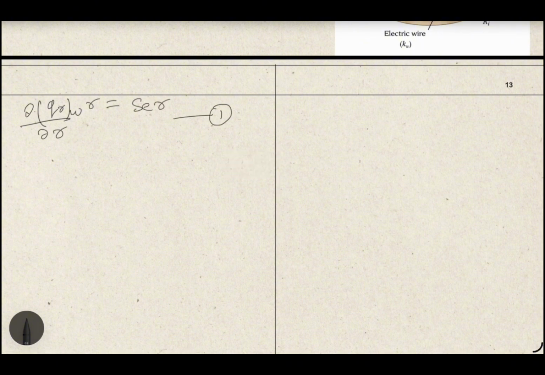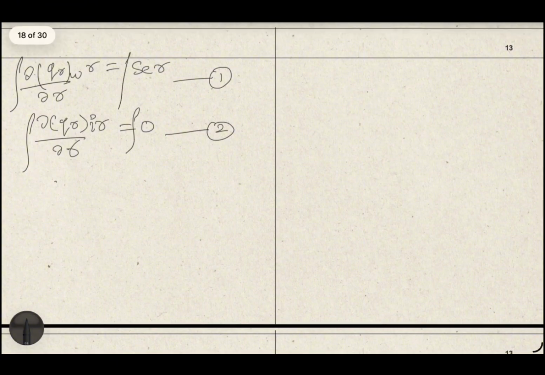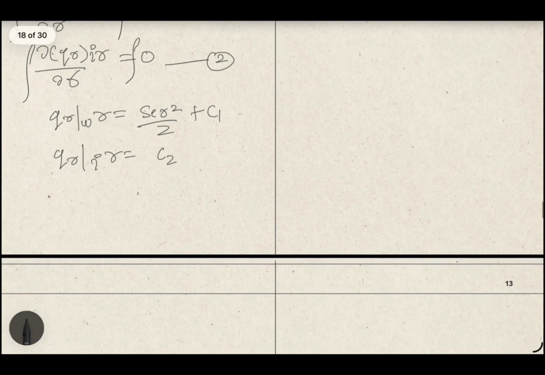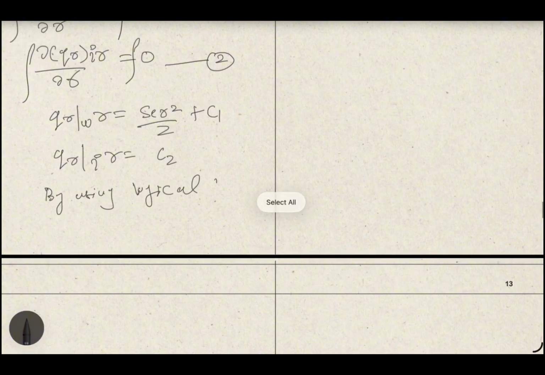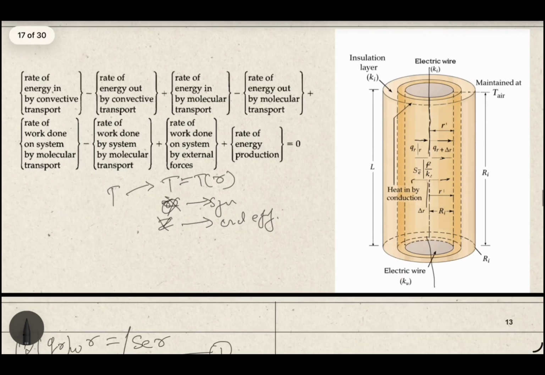This is equation 1. Dou of QR of insulation into R would be 0 because there is no heat generation in the insulation. So these are the 2 equations. We would integrate it. So QR of wire into R would be equal to SE R square by 2 plus C1, and QR of insulator into R would be constant C2. By using the logical boundary condition, C1 would be 0 because at R equal to 0 there would be some finite flux.